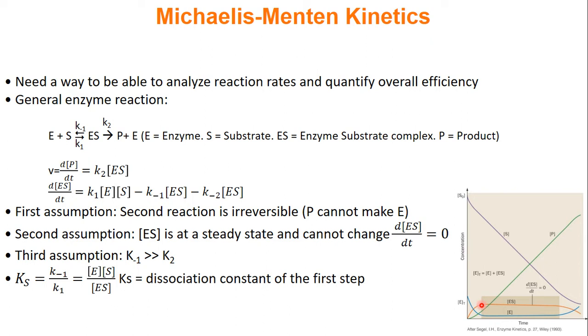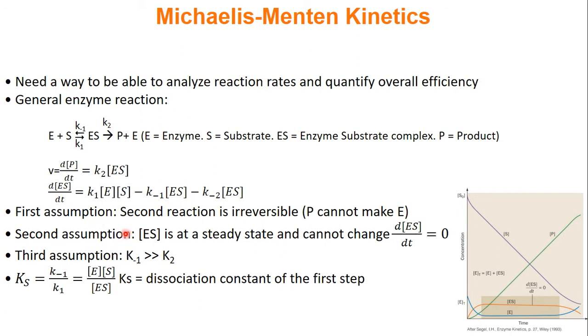And that's what this plot is showing, that after a certain amount of time during the reaction, the amount of enzyme substrate complex will be at equilibrium. That is, it won't change. Our third assumption is that the reverse reaction of ES breaking down to E plus S is much bigger than our K2 reaction making product. That is, we are much more likely to break apart back into enzyme plus substrate than to make product. And those are our first 3 assumptions.